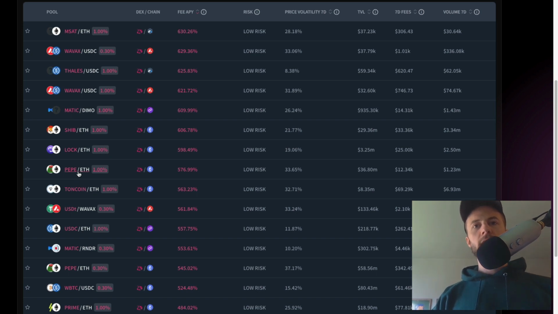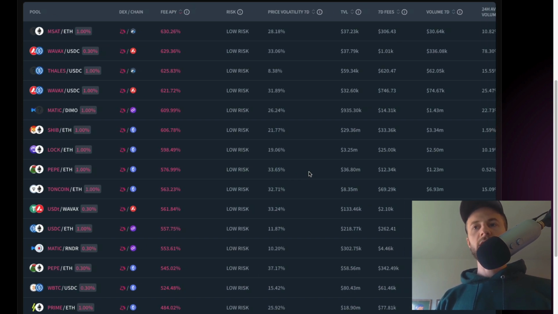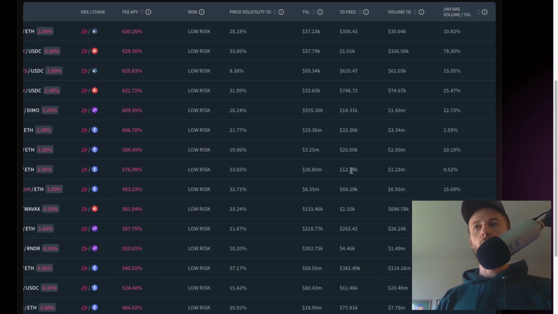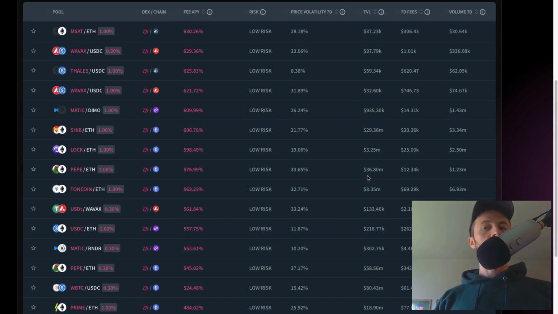Here's Pepe ETH. This is a pretty well-known meme token. We can see that it has some decent volatility, 33%. It's been pumping a lot recently, but at the same time it has a high TVL. I think it's a top 50 coin. So this could be a good one if you want some risk and you want to make some high APY. This is a pretty high APY based on some of the last data here.